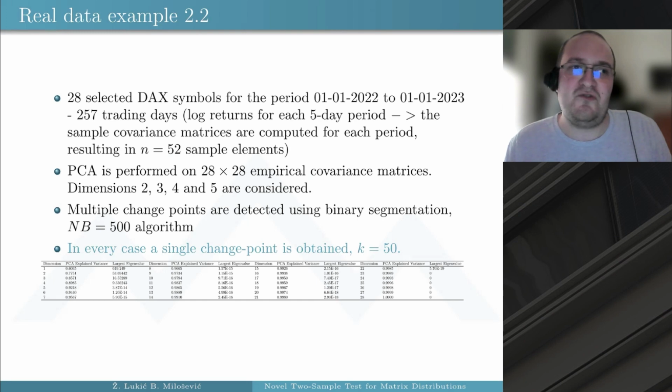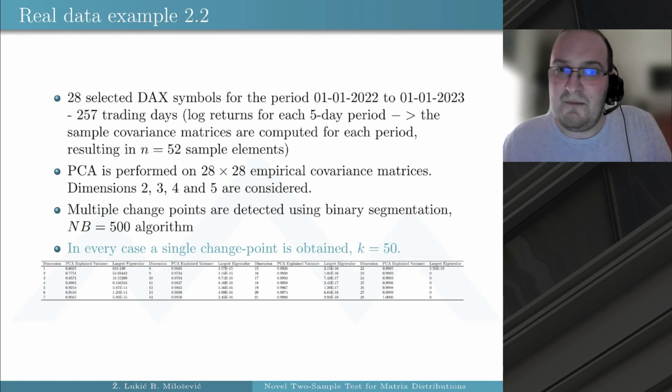And the final example for today, we have wanted to see if our dimension reduction approach, which is quite rudimentary, works. So we have selected 28 symbols from DAX, which is a German index, for the previous year, which gives us 257 trading days. The stocks are not traded on weekends and on public holidays, so you have significantly less time.